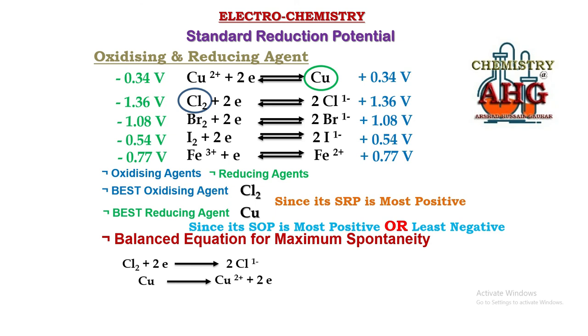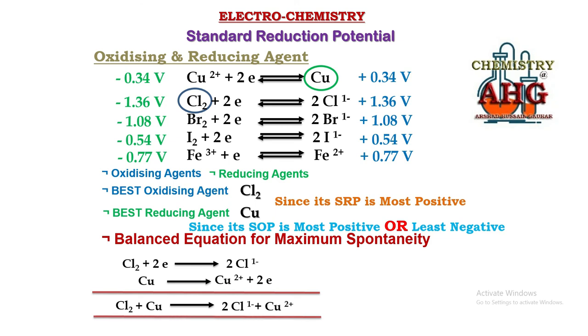Now take a sum of both these reduction and oxidation equations, the electrons will be cancelled and the final redox equation that you will get will be Cl2 plus Cu gives 2Cl minus plus Cu2 plus, and this is the net redox equation. Now you can also find the maximum voltage produced when we construct this electrochemical cell. You can remember how we calculate standard cell potential.